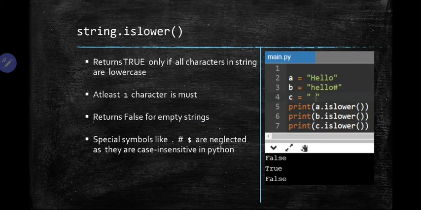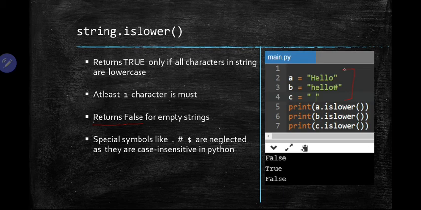Next is islower. This function will return true only if all the characters in the string are lowercase, and it should have at least one character, otherwise it will return false. And a very interesting thing about this function is that if any special symbols are available, they will be treated as small letters or lowercase only. So we can verify this by the following example.